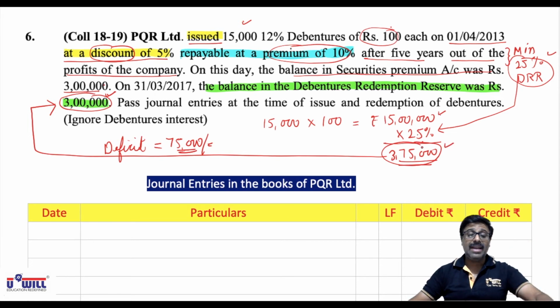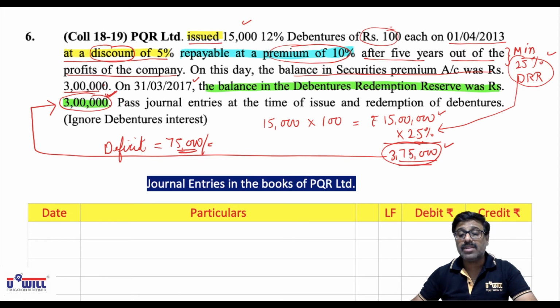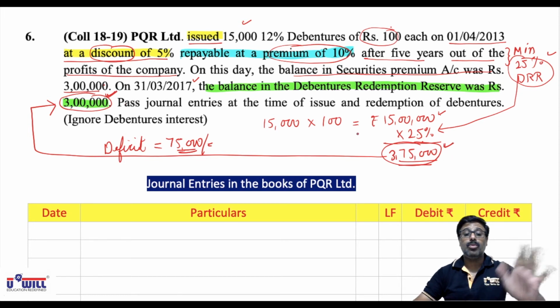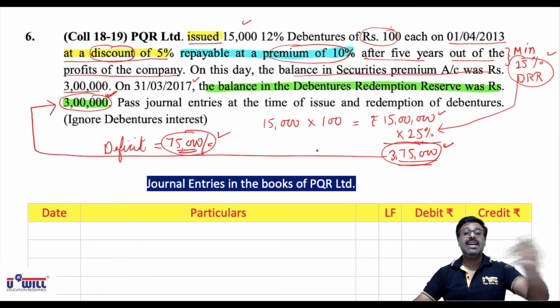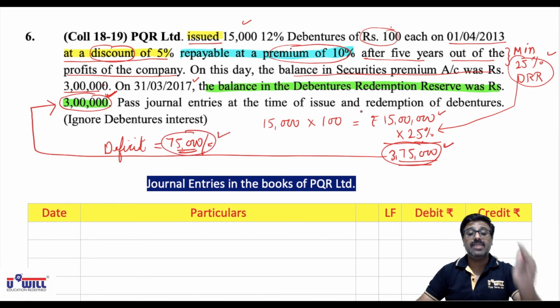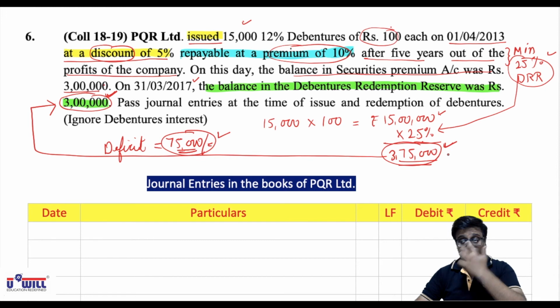Now, by 31st March 17, when we have to redeem the debentures, how much is the balance in the debenture redemption reserve account? Only 3 lakhs. So have we transferred 3,75,000 by now? No. What is the deficit? 75,000. This further we will have to transfer to debenture redemption reserve in the current year so that we have a balance of minimum 25%, that is 3,75,000.